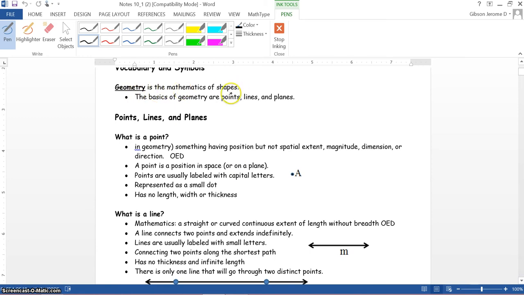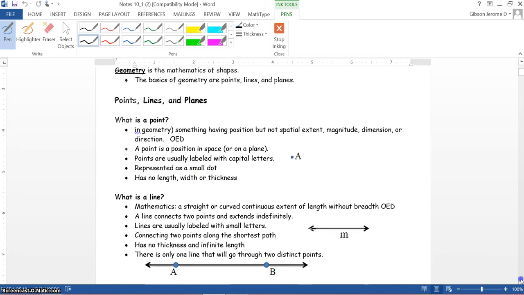Geometry is the mathematics of shapes. The basics of geometry are points, lines, and planes. Now we're going to cover points, lines, and planes. What is a point? In geometry, something having position but not spatial extent, magnitude, dimension, or direction. A point is a position in space or on a plane. Points are usually labeled with capital letters and represented as a small dot, has no length, width, or thickness.